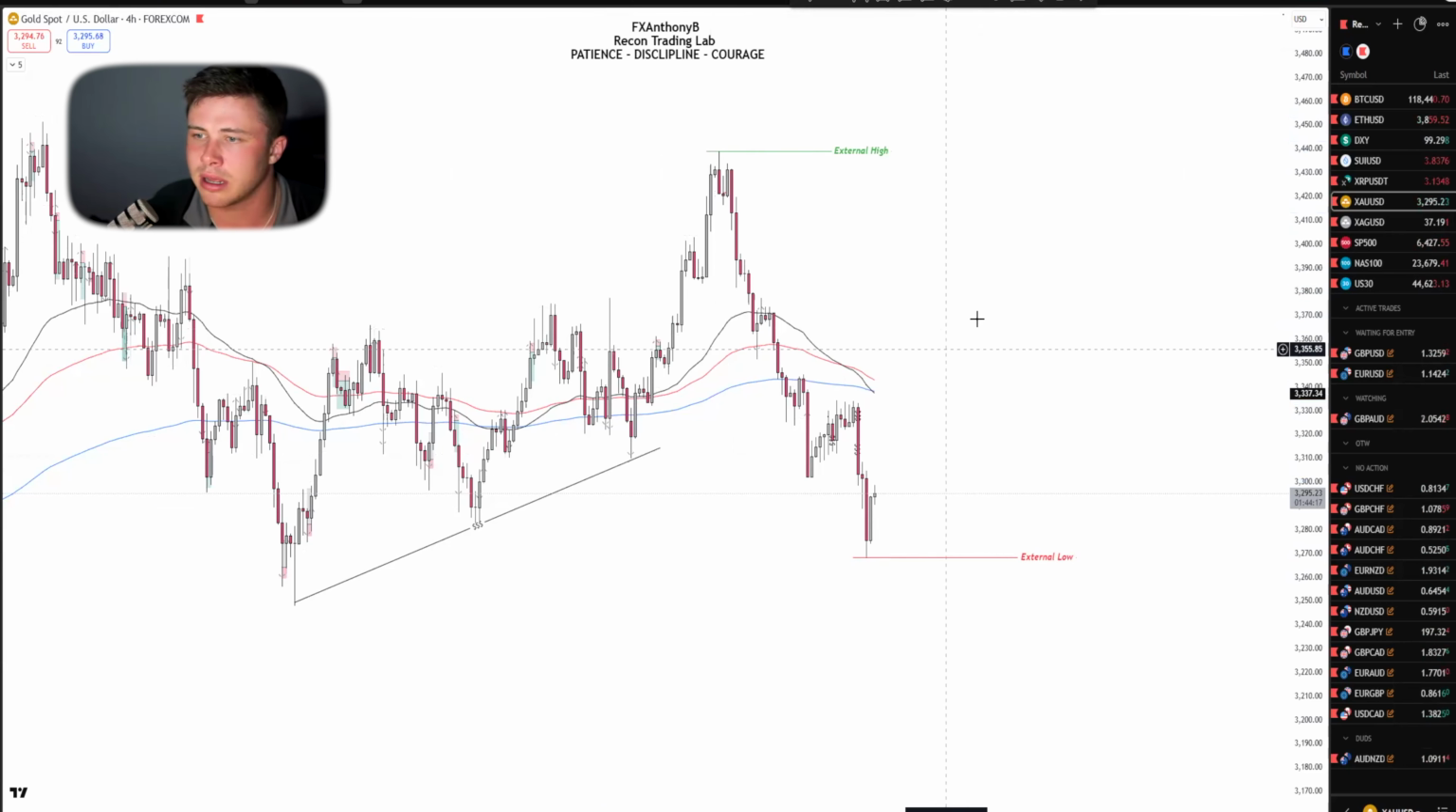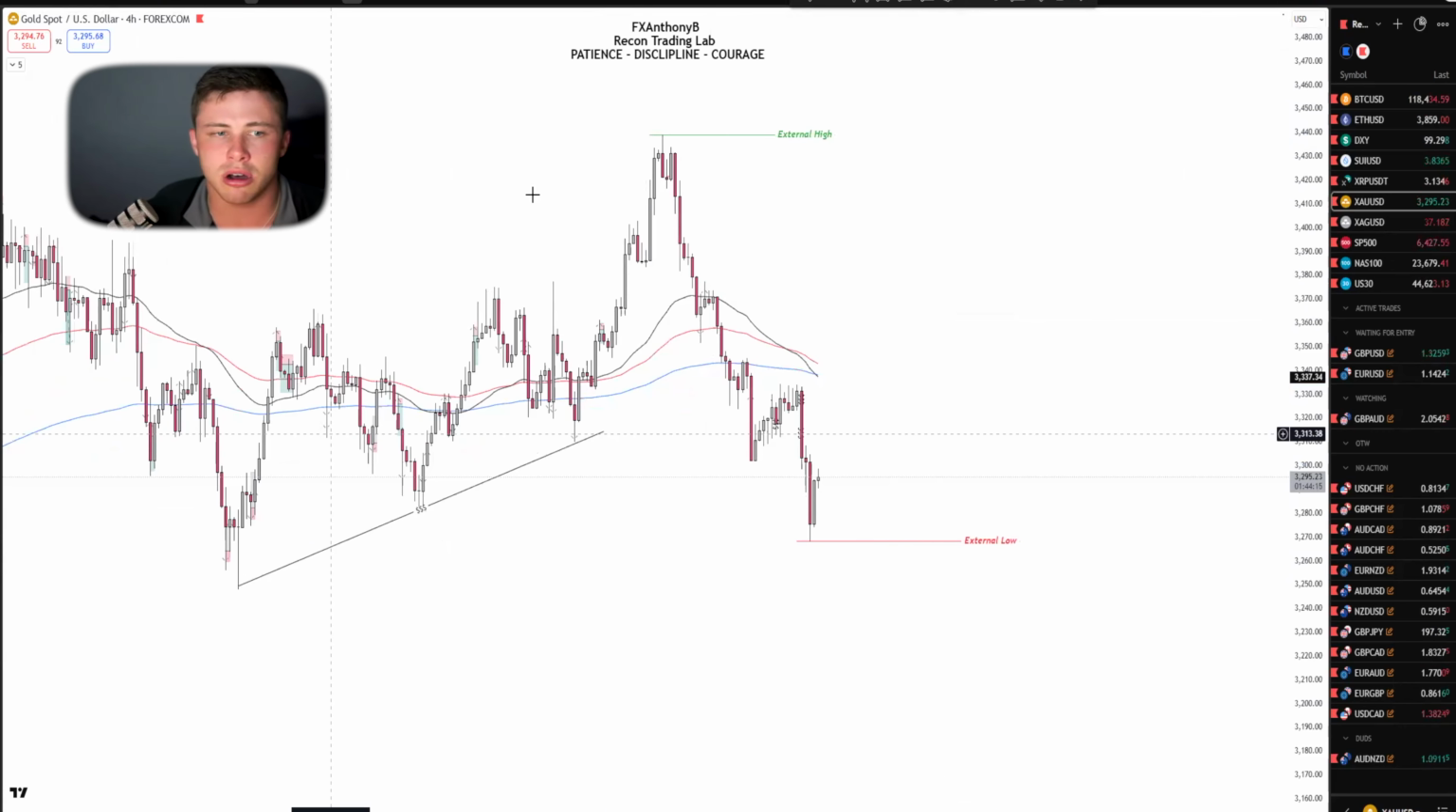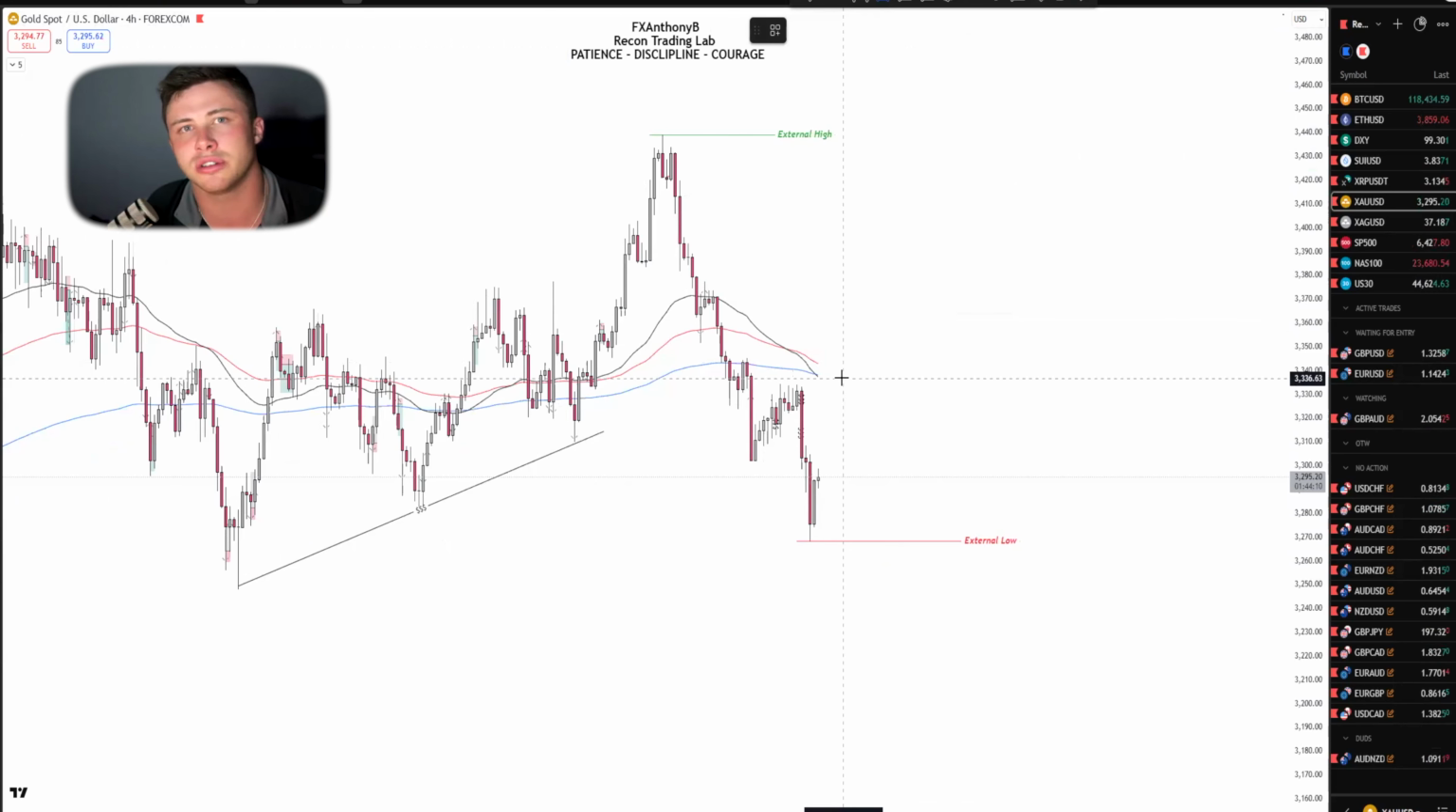So we'll get rid of that. We don't need all that mess on the charts. It's just going to confuse us. We're only going to mark out certain targets. We're going to mark out our 4-hour externals.